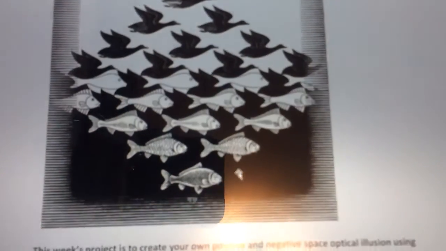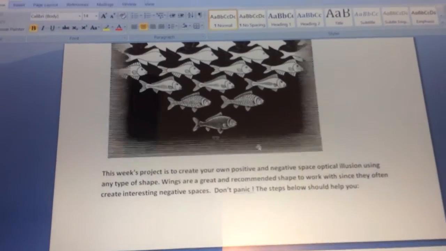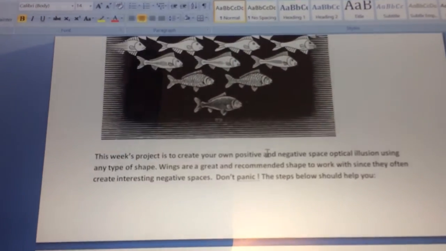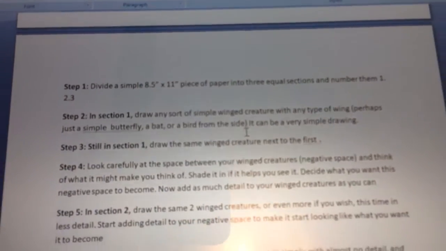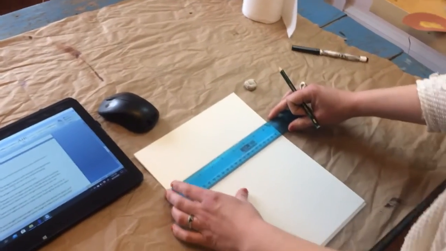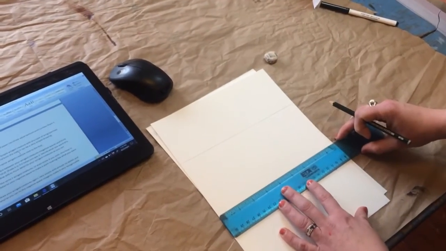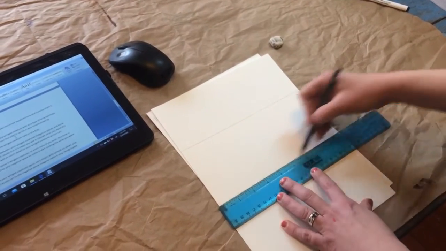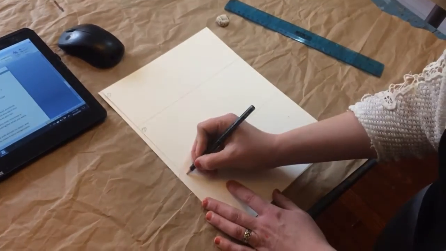So I want you to think about creating your own positive, negative space optical illusion, but don't panic, because I'm going to give you some steps to help you with that. So you want to take a piece of paper and divide it into 3 equal parts. You can do that by folding. You can kind of just eyeball it with your ruler. I'm going to just kind of eyeball it here. So this is section 1, and this is section 2, and this will be section 3. So steps 1, 2, and 3.